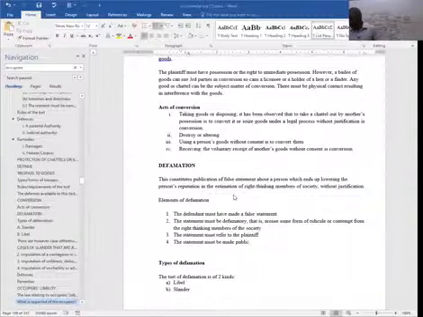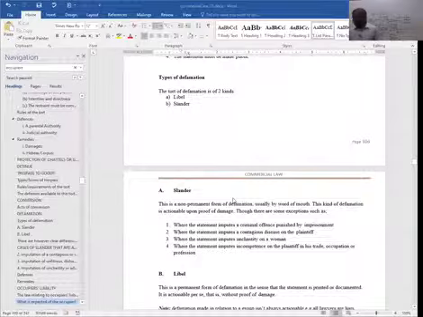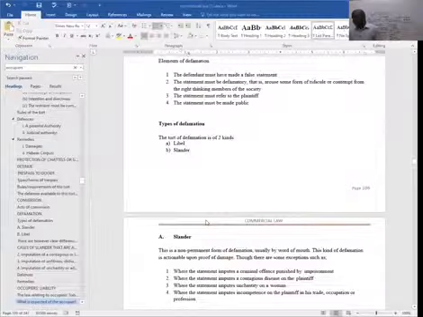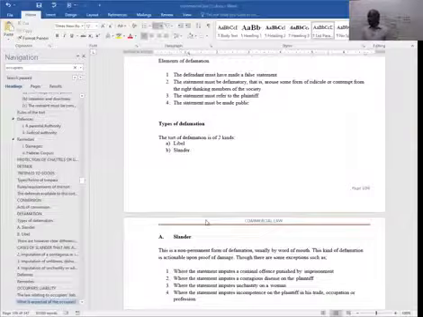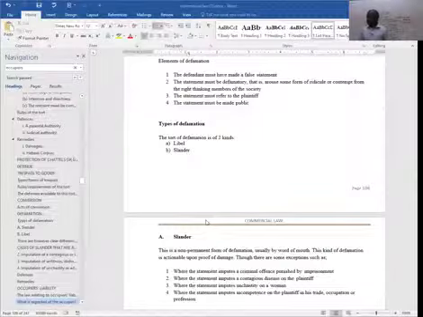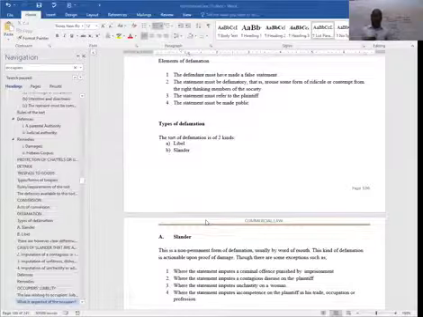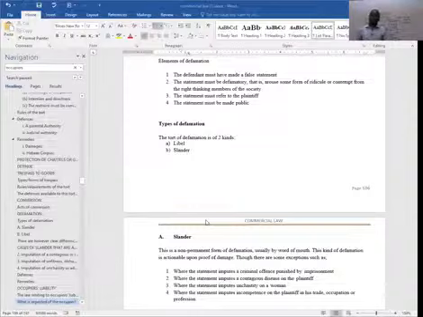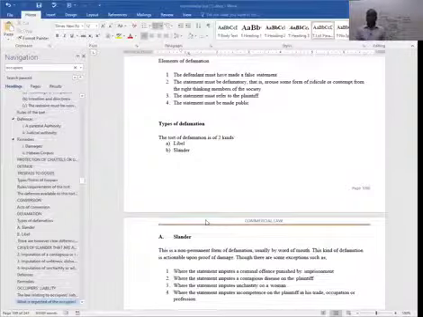So what is libel? As I've explained, they have started with slander, so maybe we can start with slander. This is a non-permanent form of defamation, usually by word of mouth. This kind of defamation is actionable upon proof of damage, though there are some exceptions. If the defamation is not in permanent form, just by word of mouth, there must be a form of proof, so you must produce evidence, maybe a video recording, to clearly indicate that someone made that statement, because it was just by word of mouth.